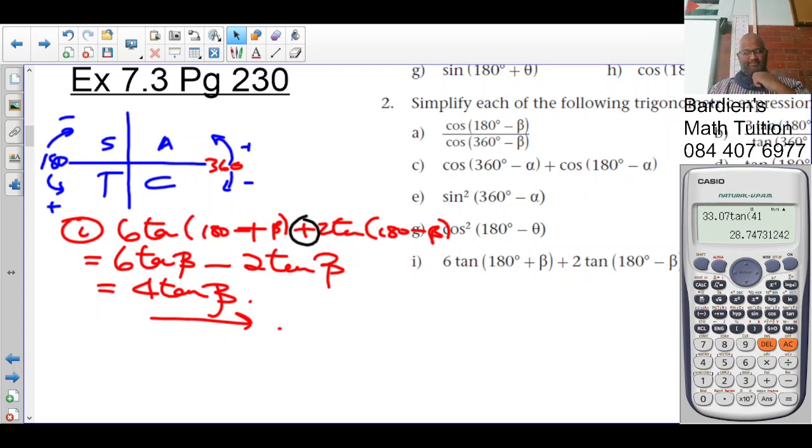Yes, Michael. All means that everything is positive. So sine, cos and tan in the first quadrant are positive.